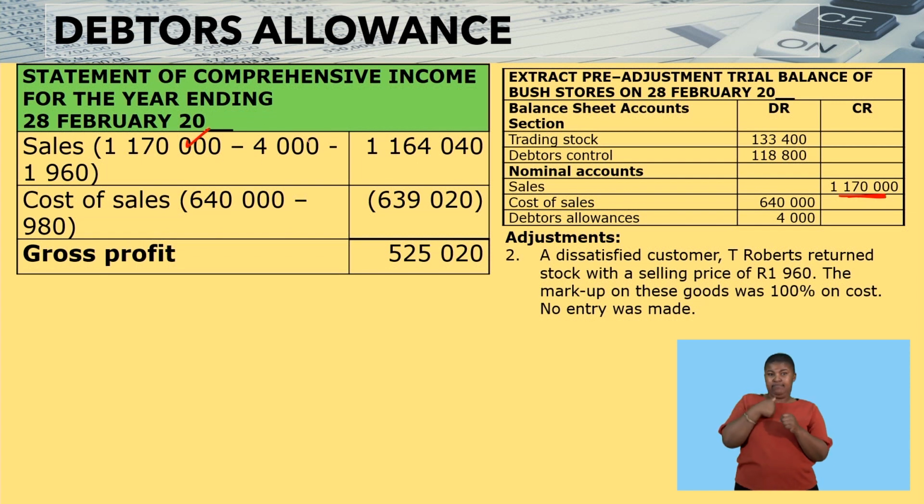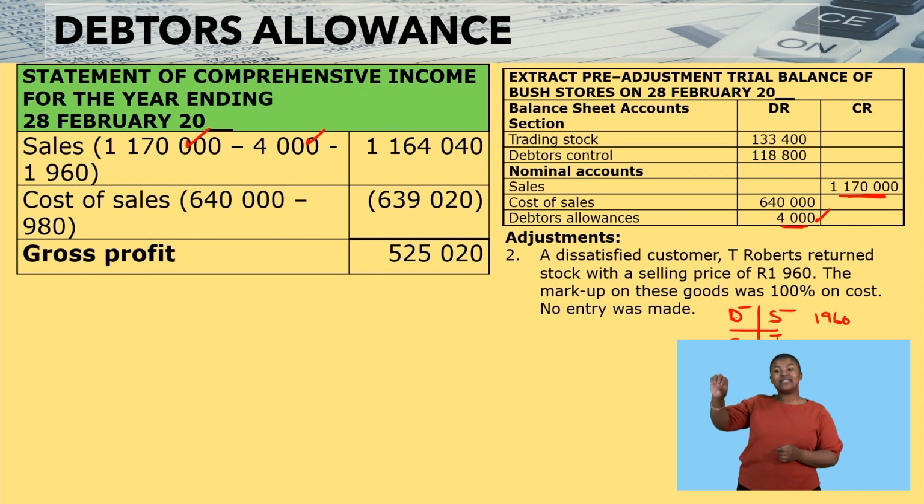Then first of all, I subtract my debtors allowances, which is 4,000. I subtract that one. And then I remember that I have a dissatisfied customer, which has returned goods. If I remind you again, we did the discount, and we said it's going to be minus, minus, minus, and plus. Here it's 1,960, and here it's going to be 980. So I'll come first to my sales. There it is, minus 1,960.